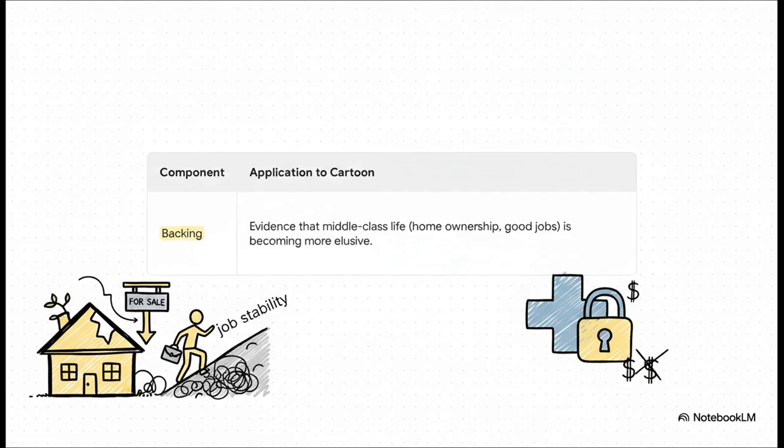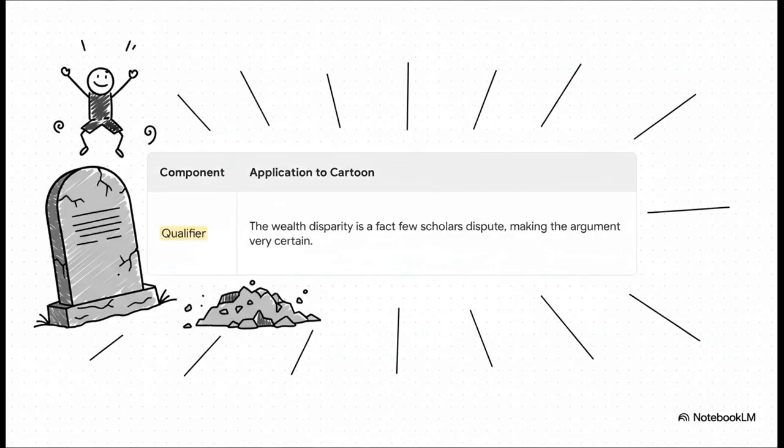Next up is the qualifier. And this one's all about how certain the argument is. How strong is the language? Well, the cartoon's imagery is totally absolute. You've got a tombstone, a dance on a grave. It's not saying the middle class is kinda in trouble. No, it's declaring it dead. And that confidence comes from the idea that the wealth gap is a well-established fact, something that very few economists or sociologists would even dispute.